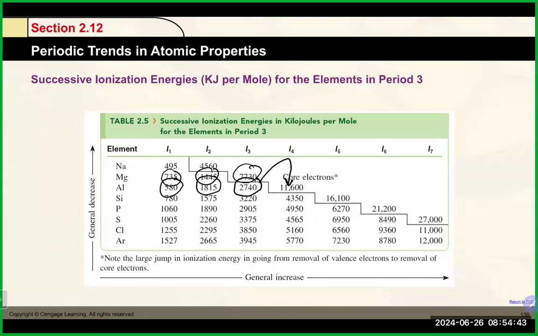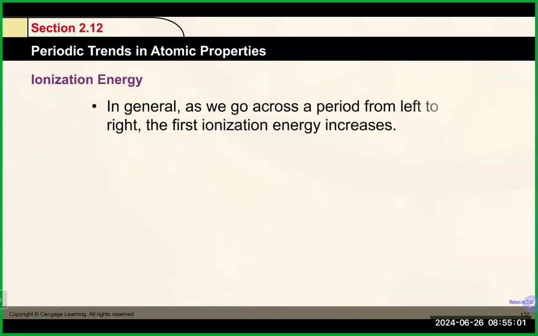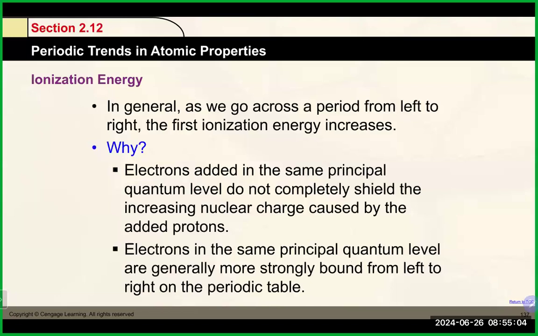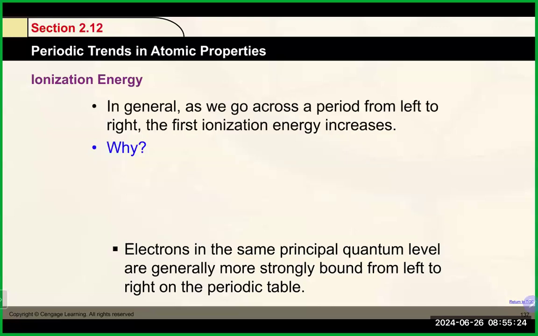So the trend in ionization energy increases as you go to the right and decreases as you go to the left. Also, every electron that comes off gets progressively harder because everybody gets brought in closer and closer, held tighter and tighter. In general, as we go across from left to right, we will see ionization energy increase. Electrons are added to the same principal quantum number, and they're not completely shielded. We also have increasing nuclear charge caused by the added number of protons.